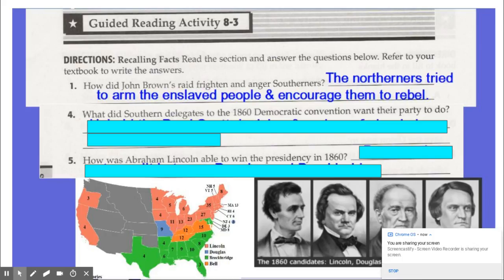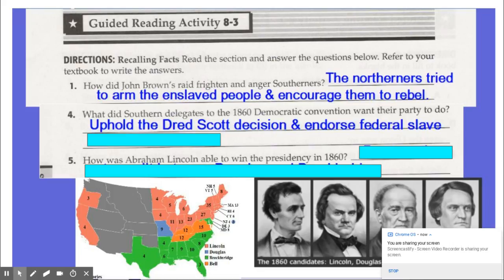Skipping to number 4. What did Southern delegates to the 1860 Democratic Convention want their party to do? Well, Southern Democrats wanted to uphold the Dred Scott decision and endorse federal slave codes for the territories.